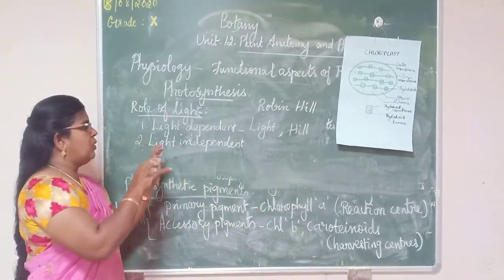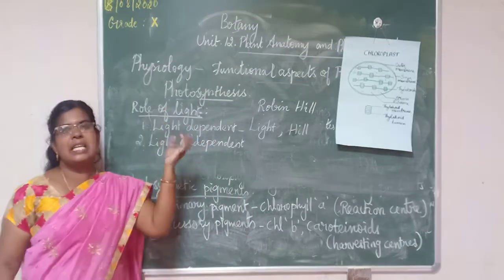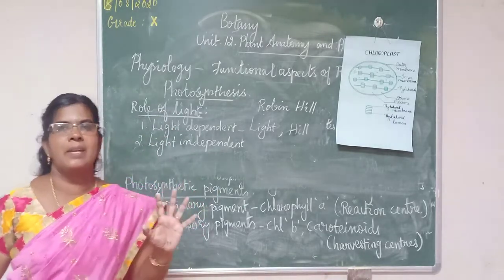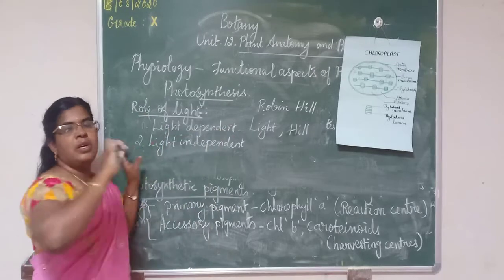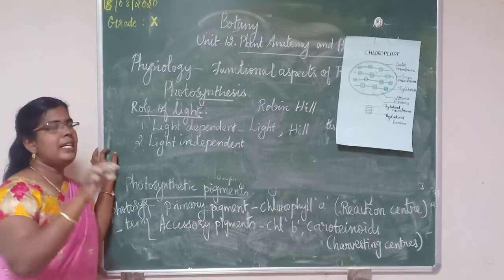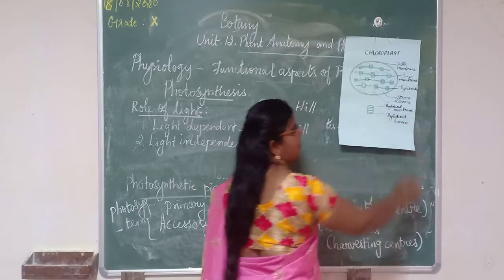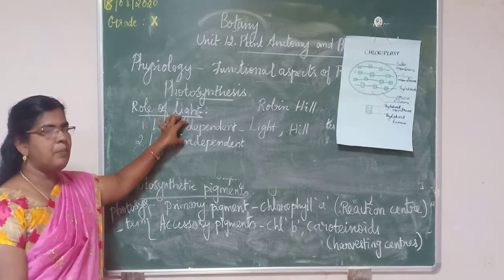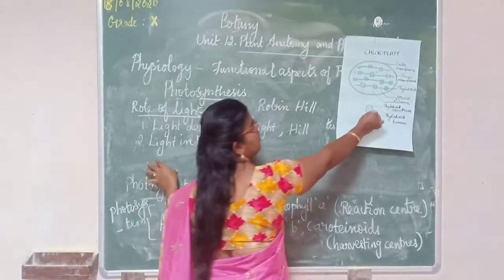Children, you must know what the light dependent reaction is, what the other terms for light reaction are, where it takes place, and what the end products of the light reaction are. Where does it take place? It takes place in the thylakoid membrane of the chloroplast.